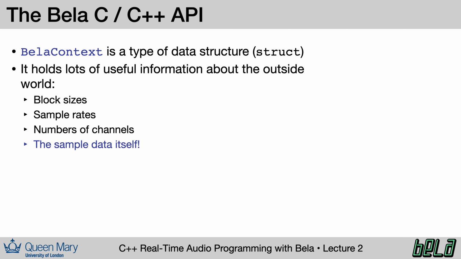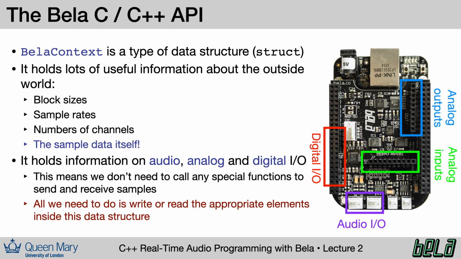But let's have a look at this variable of type BelaContext. The BelaContext is a type of data structure known as a struct in C or C++. And this structure holds all sorts of useful information about how the system is set up. Things like block sizes, sample rates, and numbers of channels, and in fact, even the sample data itself. And crucially, the BelaContext holds information not only on audio input and output, but also on the analog and digital IOs that you can find on the Bela board.